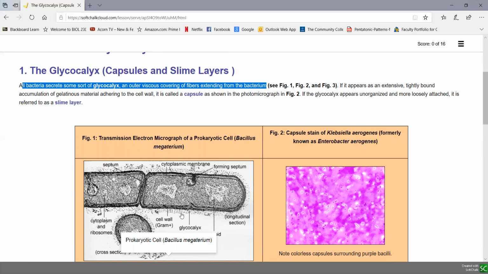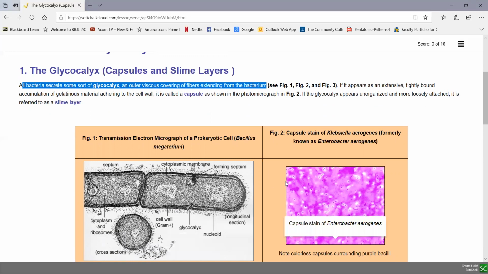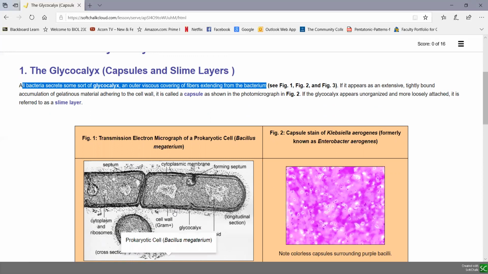Now, this is a very thin glycocalyx. If we saw this bacterium under a regular microscope, where it was about the size of one of these bacteria in figure 2, we wouldn't even see that glycocalyx. So although all bacteria have a glycocalyx, in some cases they're very thin coverings.